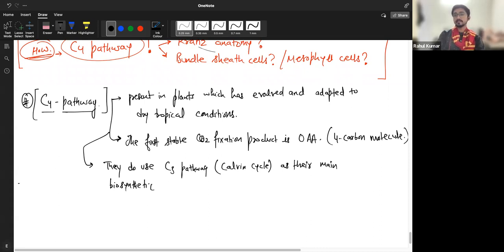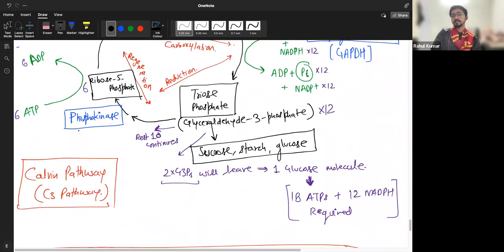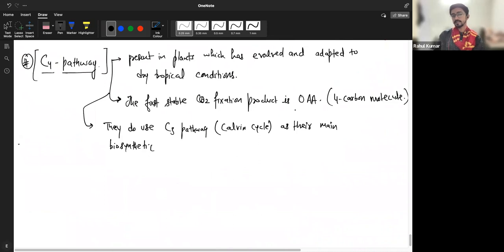So which means the Calvin cycle, which we just mentioned above, takes place in both the plants. The only difference is that when you look for the first stable product of CO2 fixation, in C3 plants it's PGA, phosphoglycerate, right? Yes. And in C4 plants it's OAA, oxaloacetic acid. But at the core, both of them use the Calvin cycle.